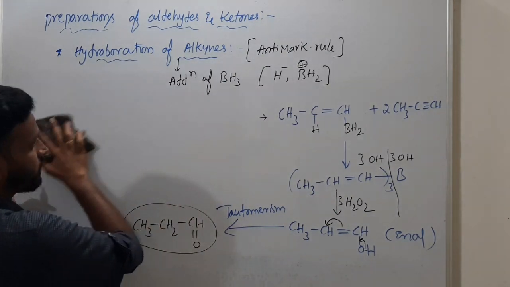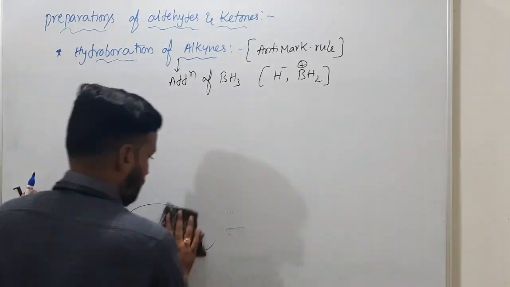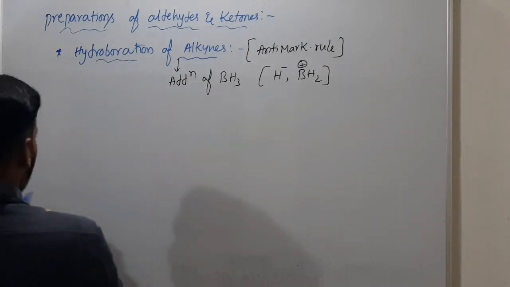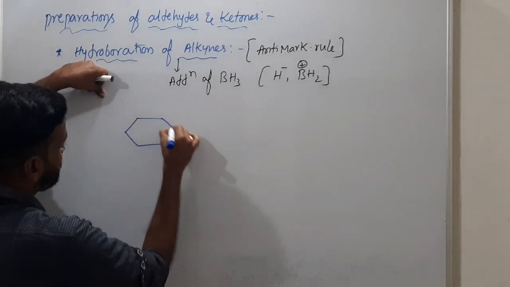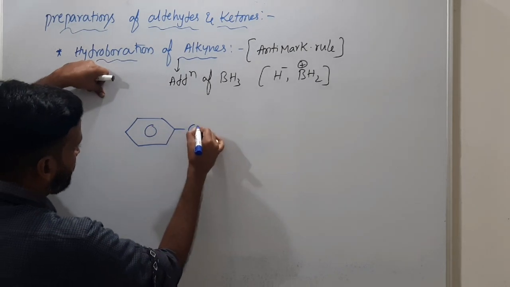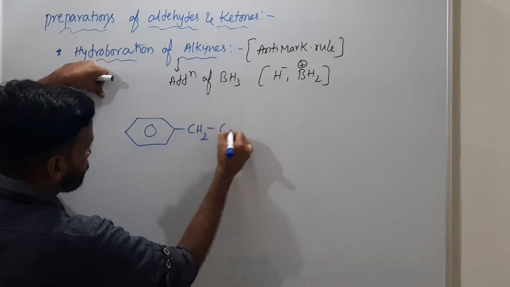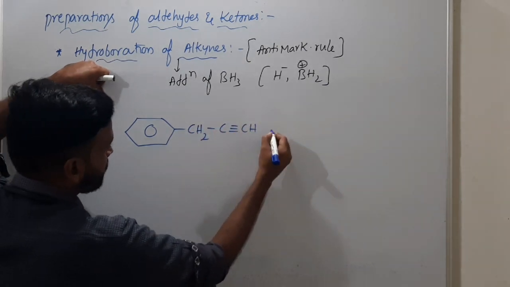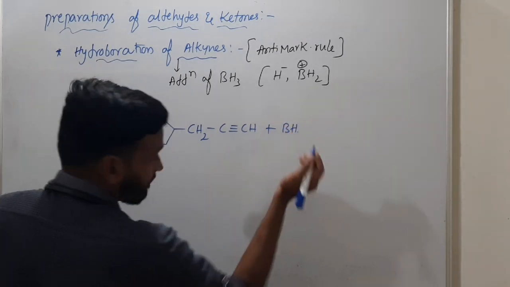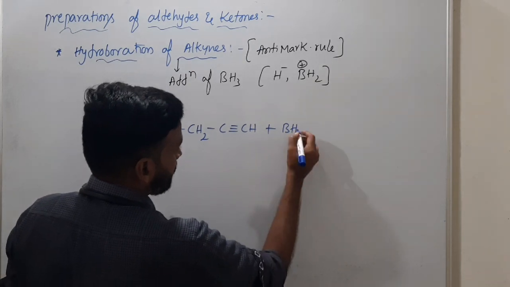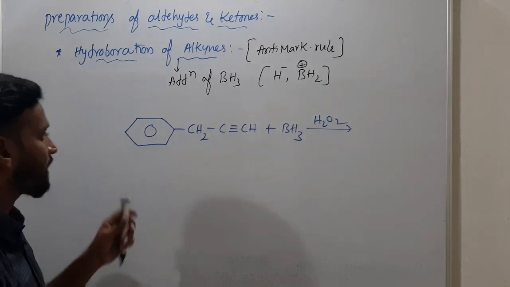I'll give you one more. Okay sir? So addition of this BH2 only. If I have this, what is the product? Please fill this one. C6H5 CH2 C triple bond CH. For this, I am not adding, you have to add, and here BH3 is given and H2O2 is given. That's it. Okay, what happens?